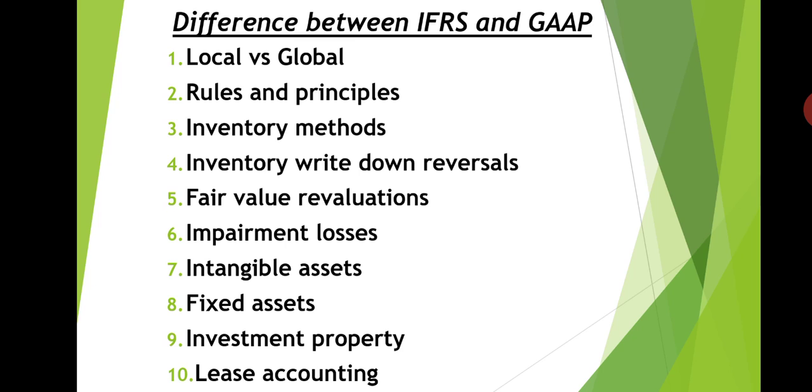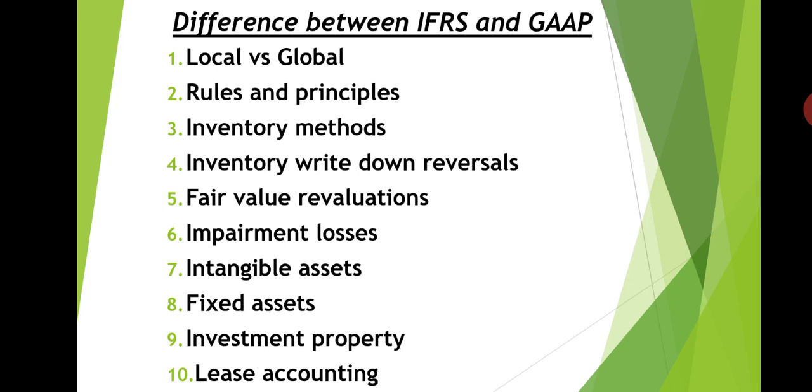IFRS includes the distinct category of investment property, which is defined as property held for rental income or capital appreciation. And investment property is initially measured at cost and can be subsequently revalued at market value, but the GAAP has no such separate category. That is another difference.